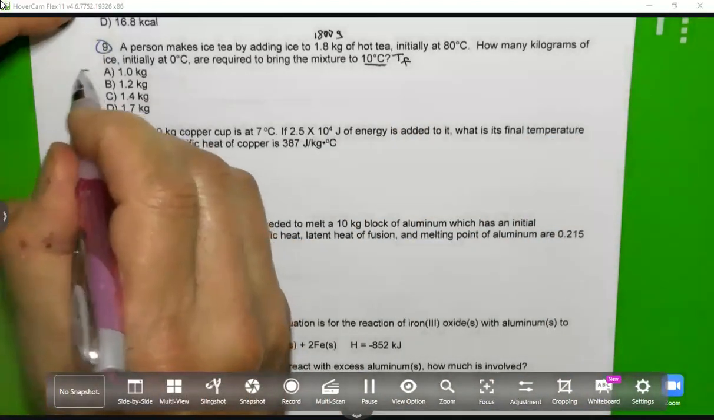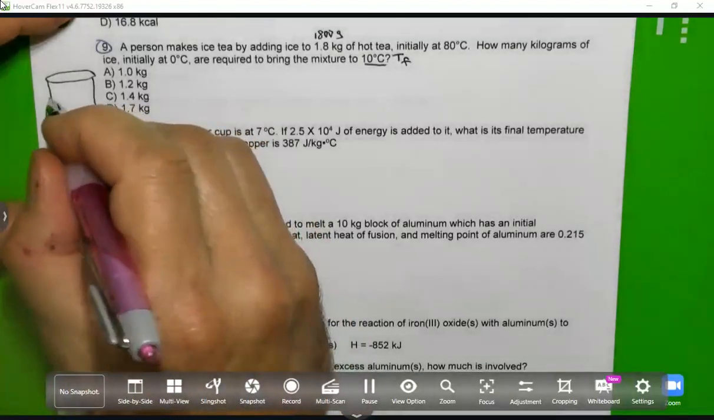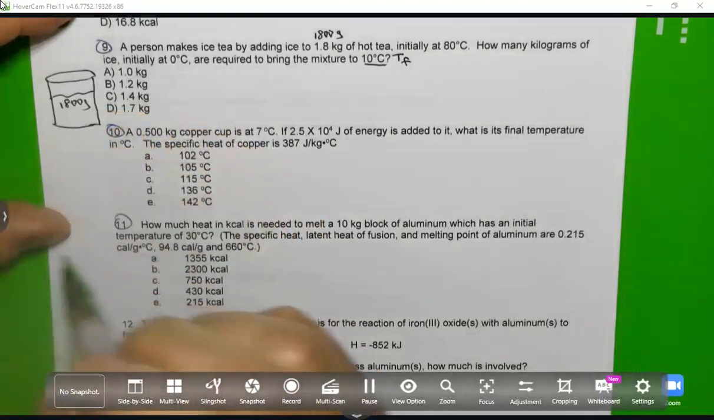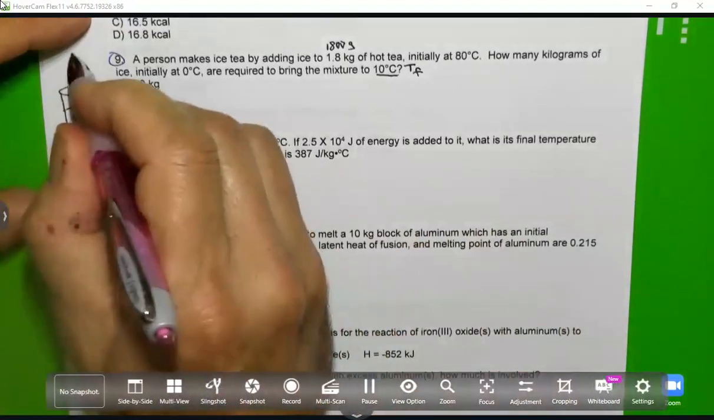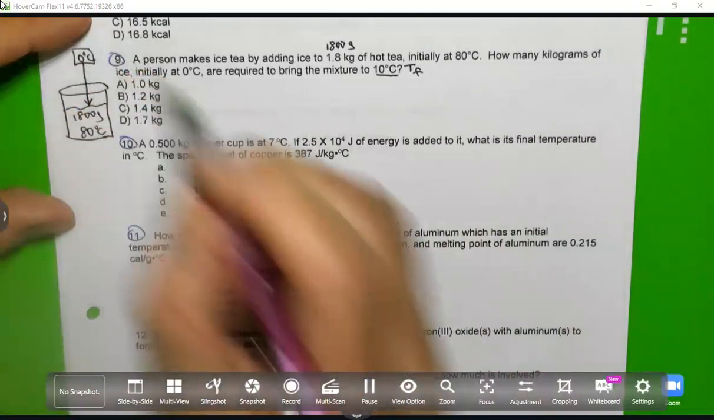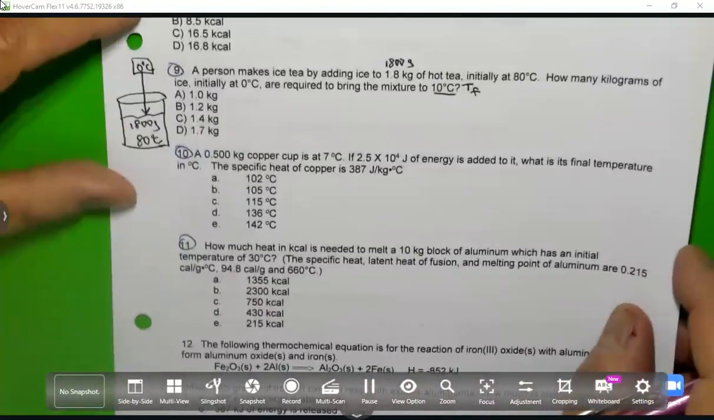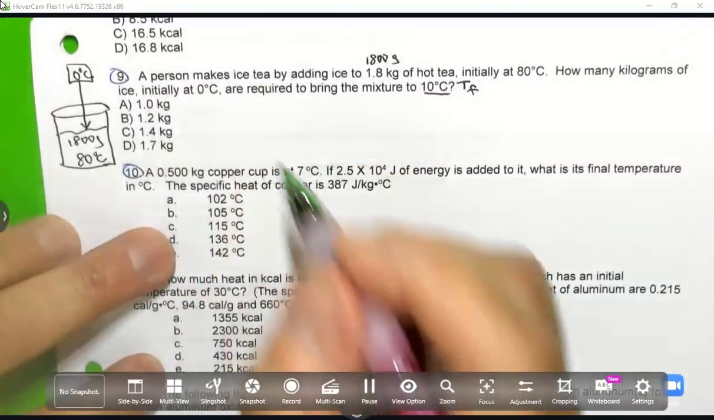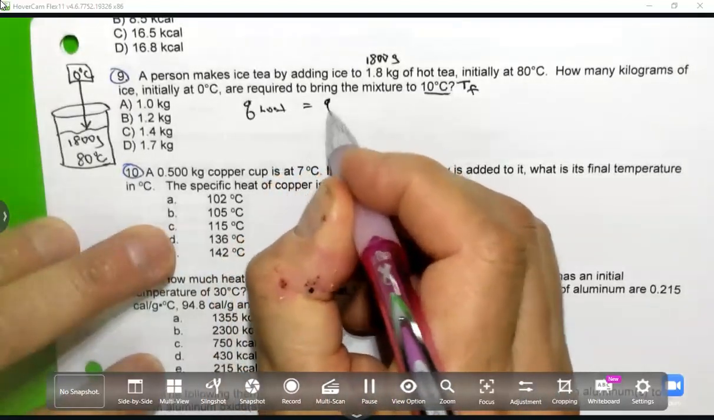So here's what we've got. We've got 1,800 grams here, and this starts out at 80 degrees. How much ice do we have to add to it at 0 degrees, right? We're trying to calculate how much ice we need to add at 0 degrees. Okay, so the same procedure, Q lost equals Q gained.